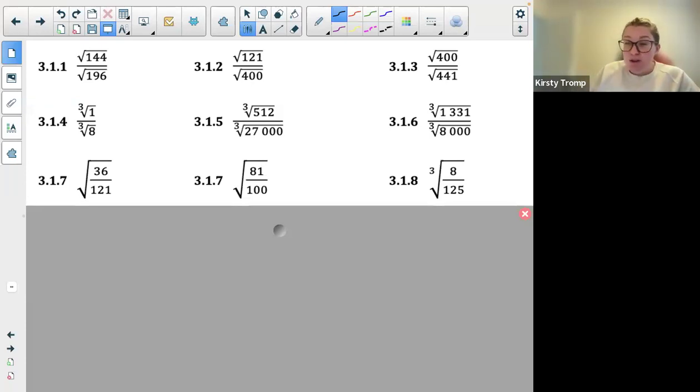Keiki, I agree with you. Those are ones that you should know off by heart, but these ones you can use your calculator for as well.